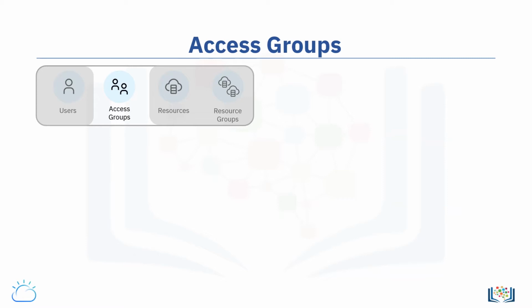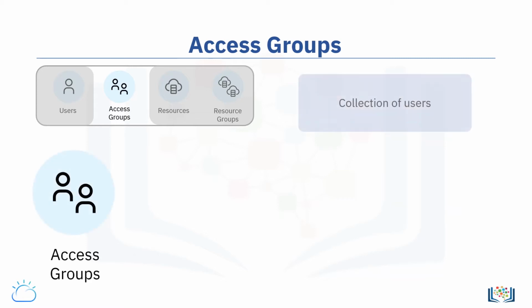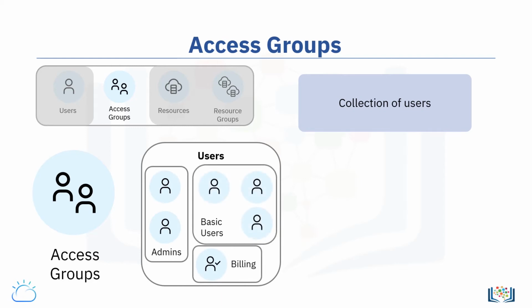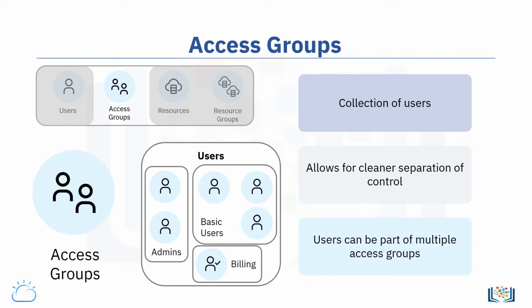Next, we'll talk about access groups. Access groups are a collection of users. For instance, you may decide to group your users into access groups such as admins, billing, and basic users. Access groups help enable a cleaner separation of control, and it's worth noting that users can be part of multiple access groups at the same time.